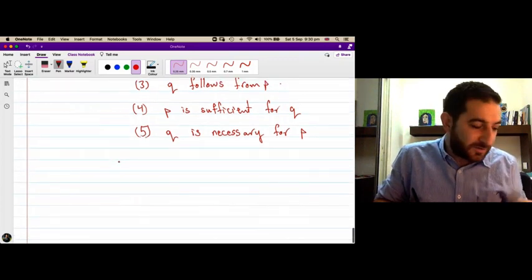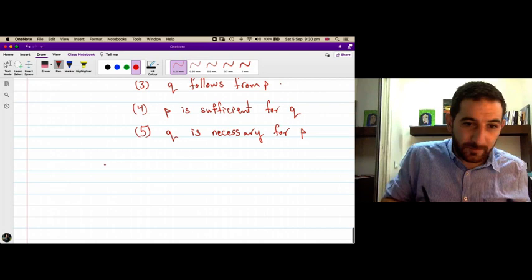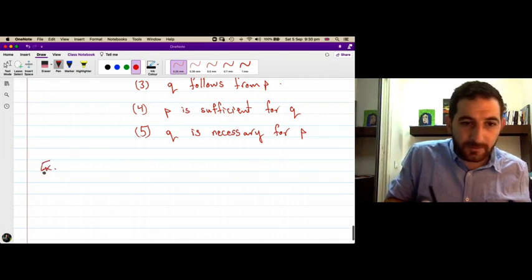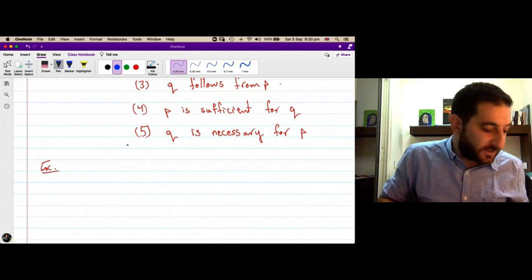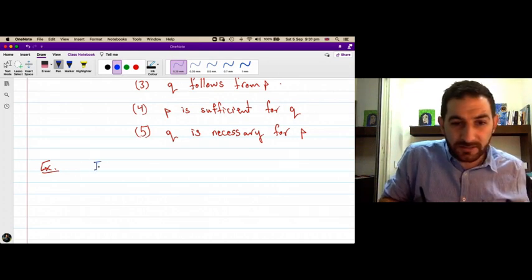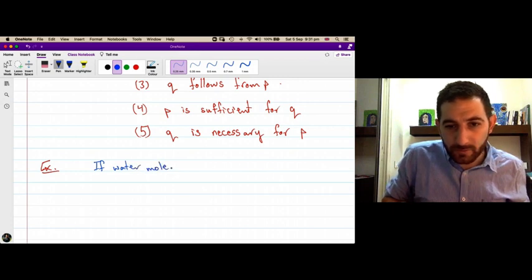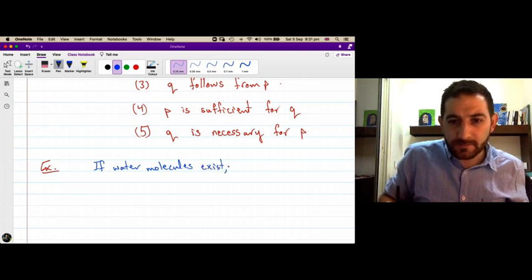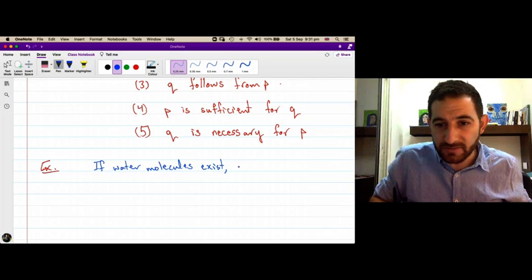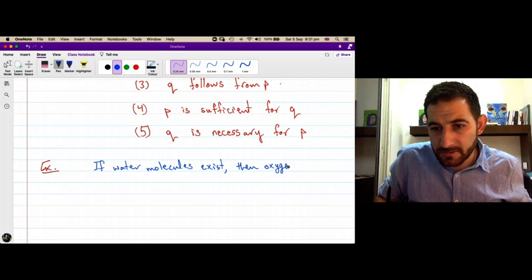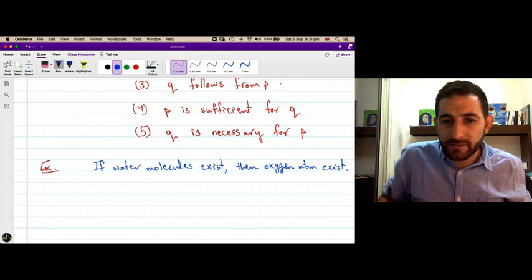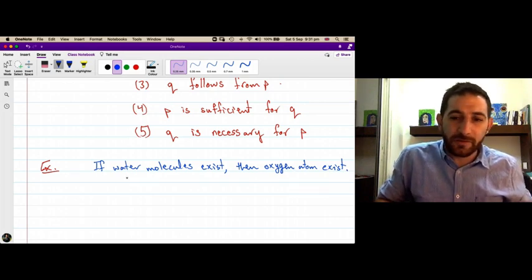Okay, let's have some examples of conditional statements. For example, let's look at this conditional statement. If water molecules exist, then oxygen atoms exist. Okay. Now this is a conditional statement because it's of the form if P then Q.